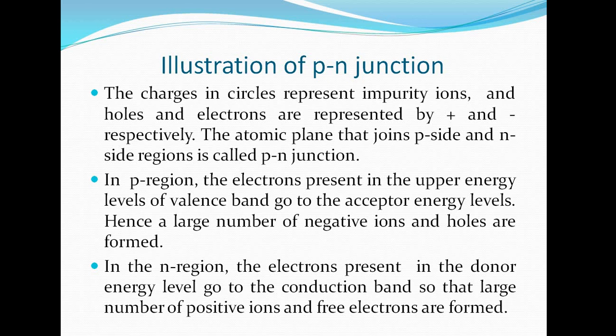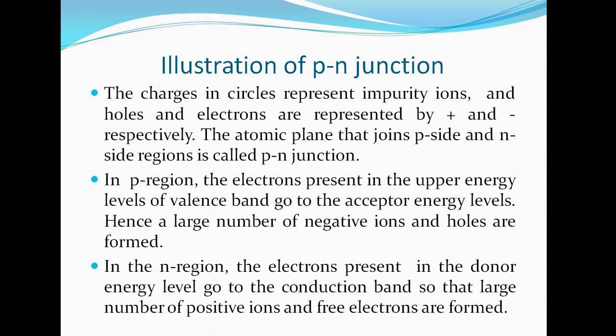Next, illustration of the p-n junction diode. The charges in the circles represent impurity ions, and the holes and electrons are represented by plus and minus respectively. The atomic plane that joins the p side and n side regions is called the p-n junction. In the p region, the electrons present in the upper energy levels of the valence band go to the acceptor energy levels. Hence, a large number of negative ions and holes are formed.